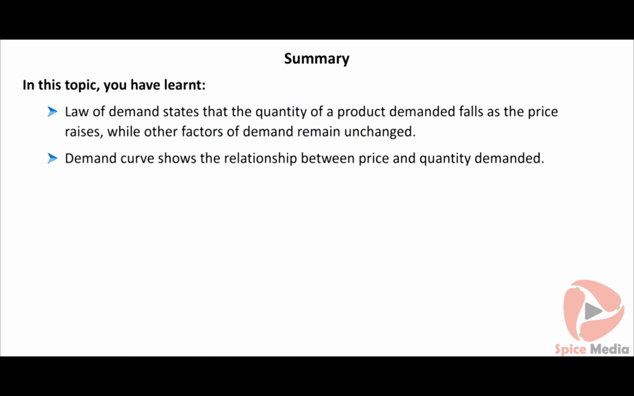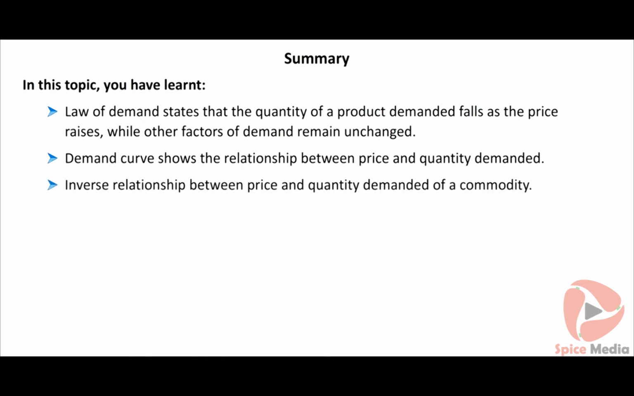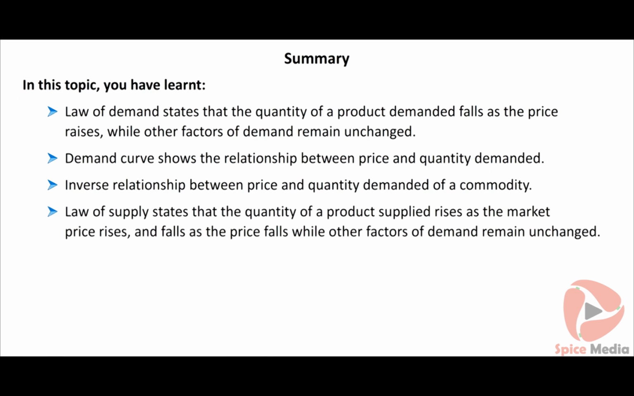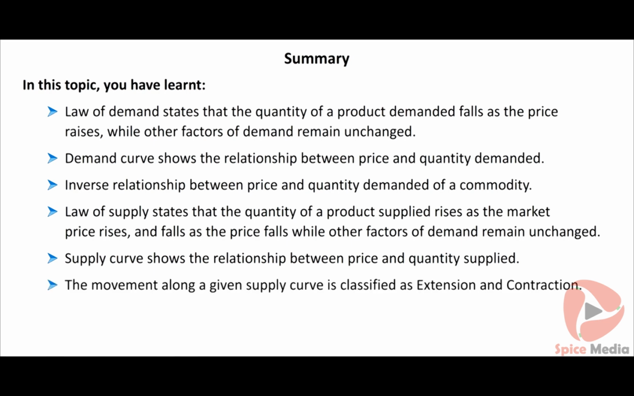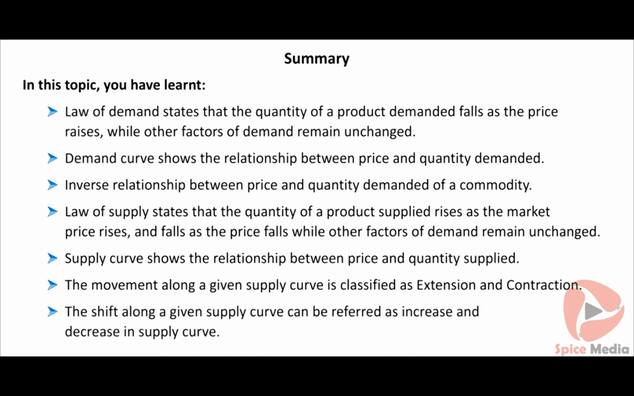Demand curve shows the relationship between price and quantity demanded. Law of demand indicates the inverse relationship between price and quantity demanded of a commodity. Law of supply states that the quantity of a product supplied rises as the market price rises and falls as the price falls. Supply curve shows the relationship between price and quantity supplied. The movement along a given supply curve is categorized as extension and contraction. The shift of a given supply curve can be referred to as increase and decrease in supply.